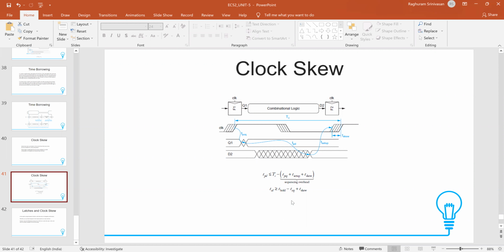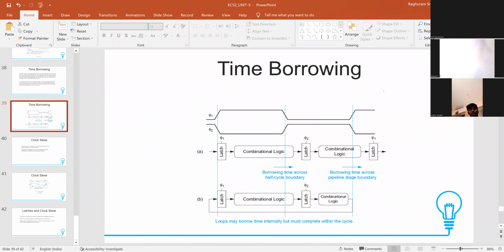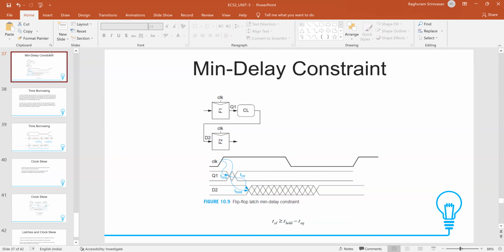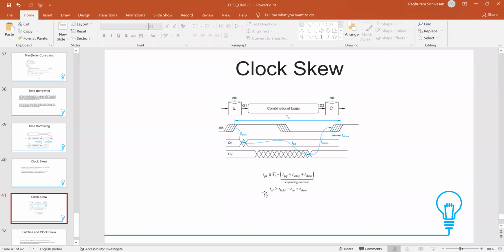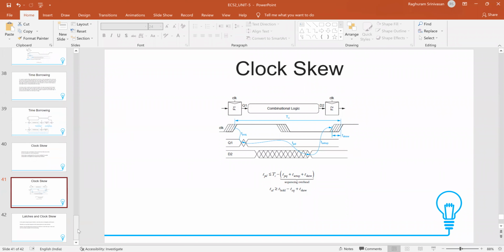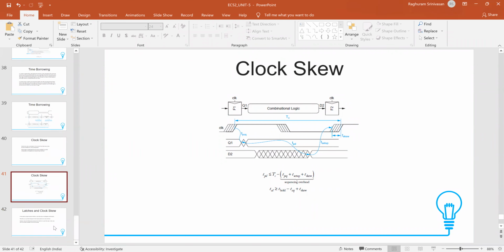The same thing for the contamination delay. The contamination delay should be greater than, in the previous case, just T hold minus TCQ. This was the minimum value for the contamination delay. Anything greater than this is okay. In this particular case, the minimum value has increased. That is T hold minus TCQ plus T skew. The minimum value of the contamination delay has increased because of the clock skew. And this is just a modification to include the effect of the clock skew.